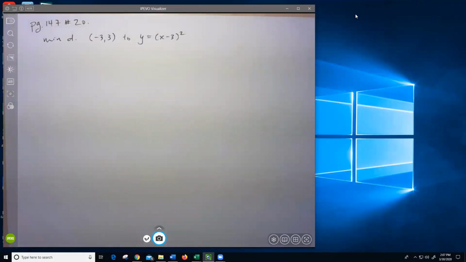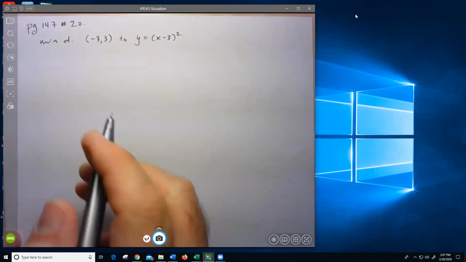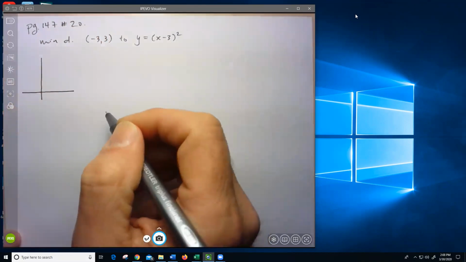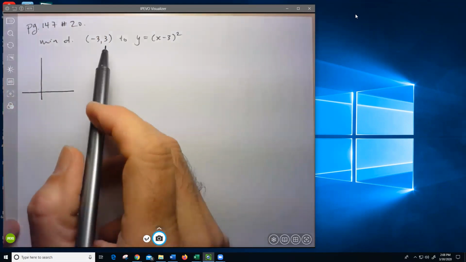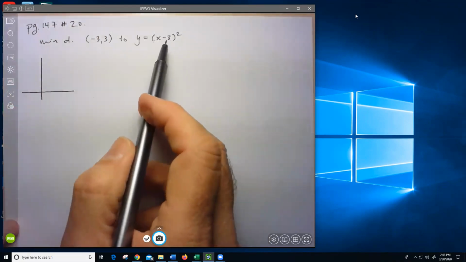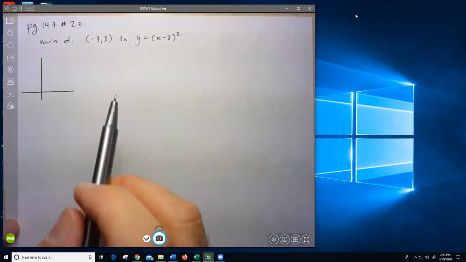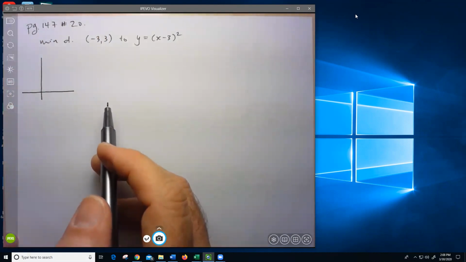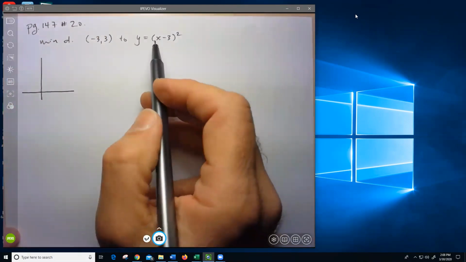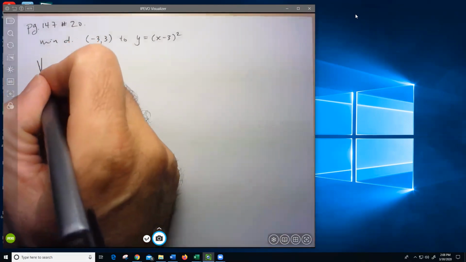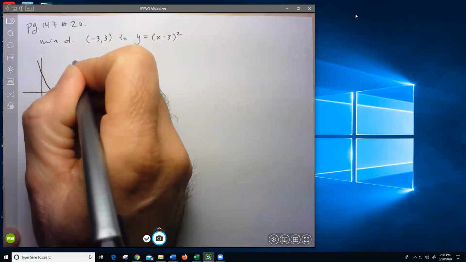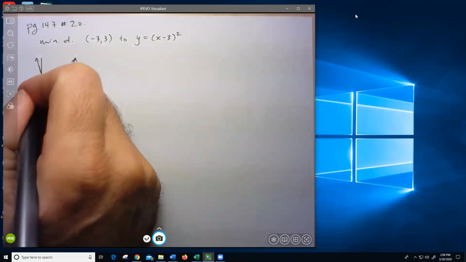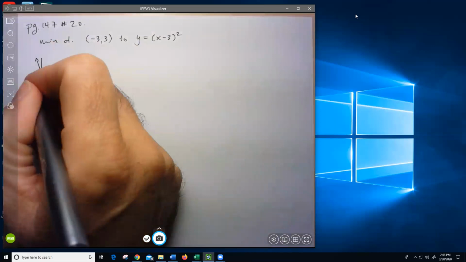So again, as I usually do, I'm going to draw myself a diagram here to see what this looks like. First thing I want to keep in mind is that (-3, 3) is not on this curve. If you stick in -3, you don't get 3. So we're dealing with a point that's outside of the curve. Here, x minus 3 squared is just x squared moved to the right by 3 units. And then we have (-3, 3) somewhere there, and we want to find the minimum distance.